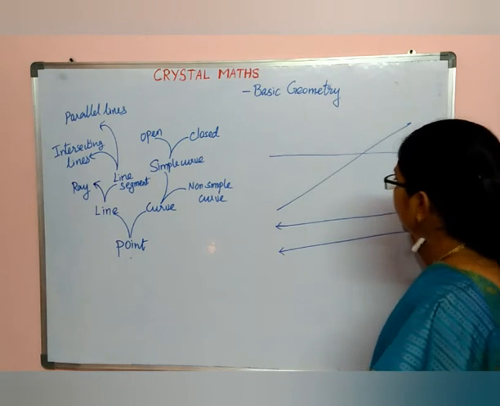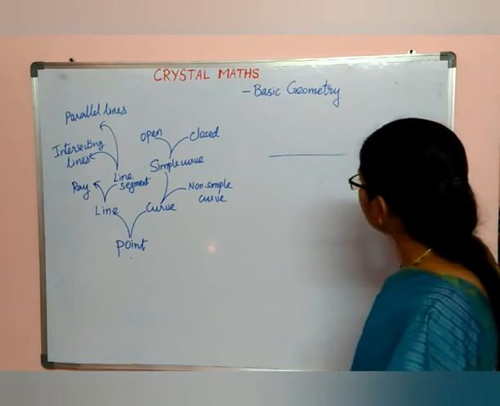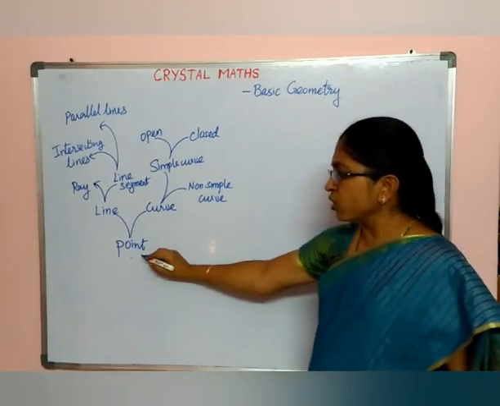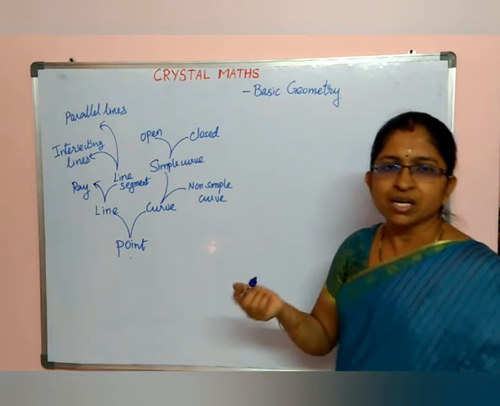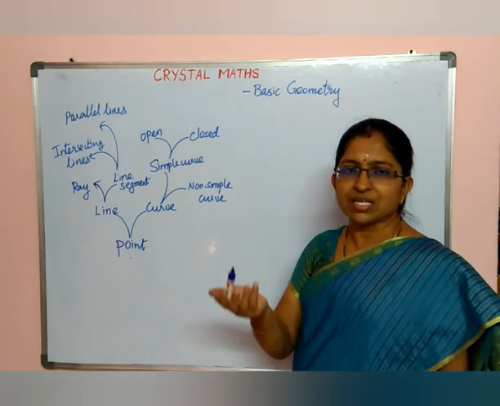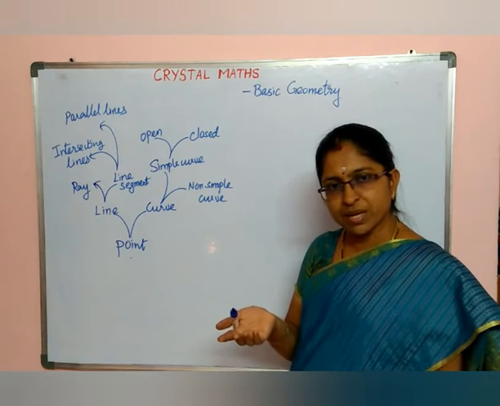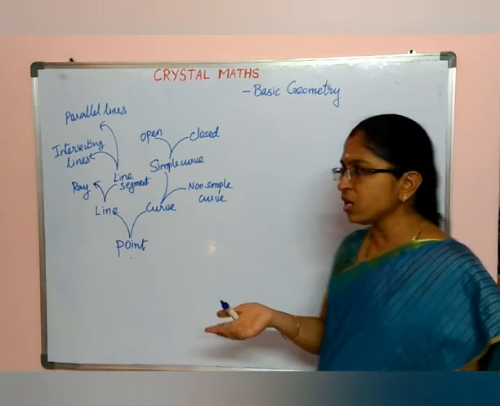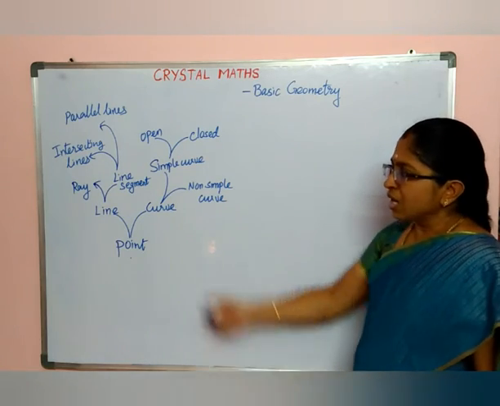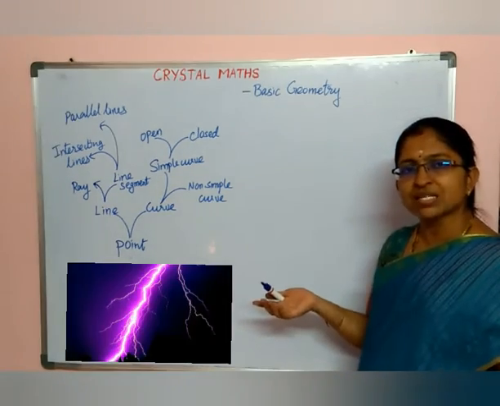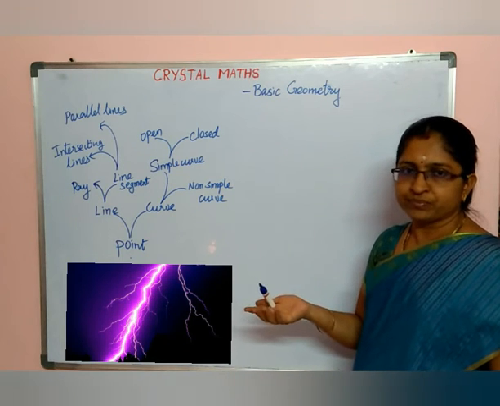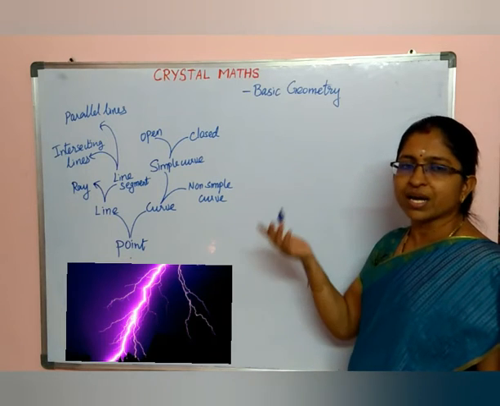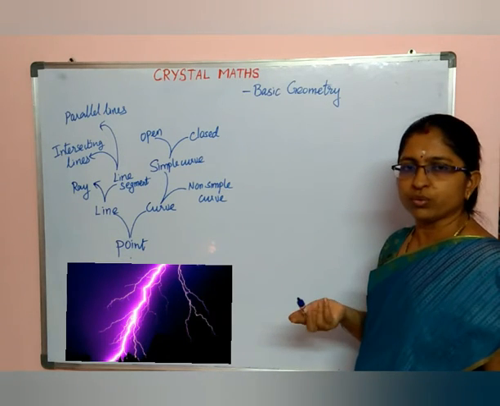Okay, now let us come to the practical examples for each and everything. Point. A point is just a location. We can give the tip of a pencil or the tip of a pen as examples for a point. Very sharp items we can give as examples for a point. Line. For a line we can give lightning as an example, because it is the best example we can see. We don't know where the lightning will start and what the ending point is.